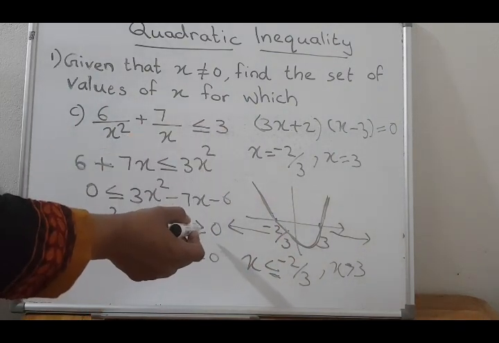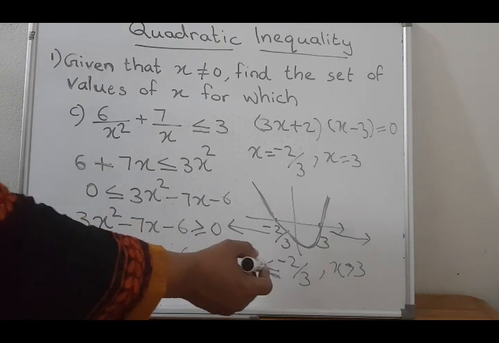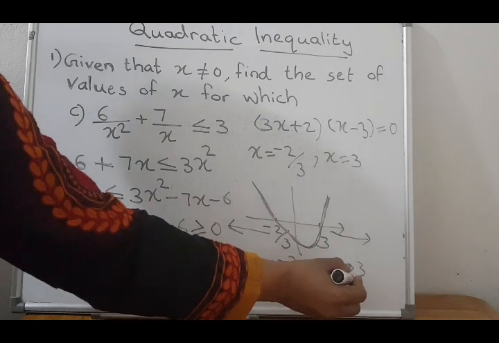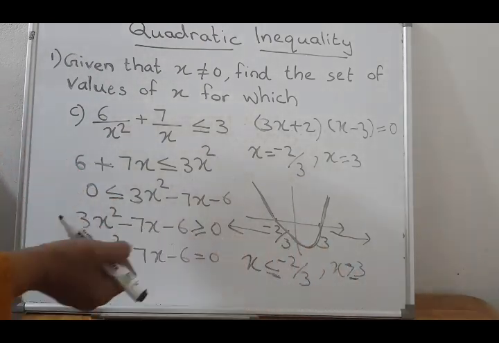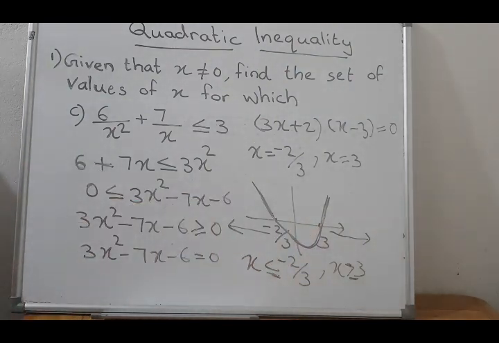You see the inequality is greater than or equal to 0. So x is less than or equal to minus 2 by 3 or x is greater than or equal to 3. That means minus 2 by 3 and 3 are included.